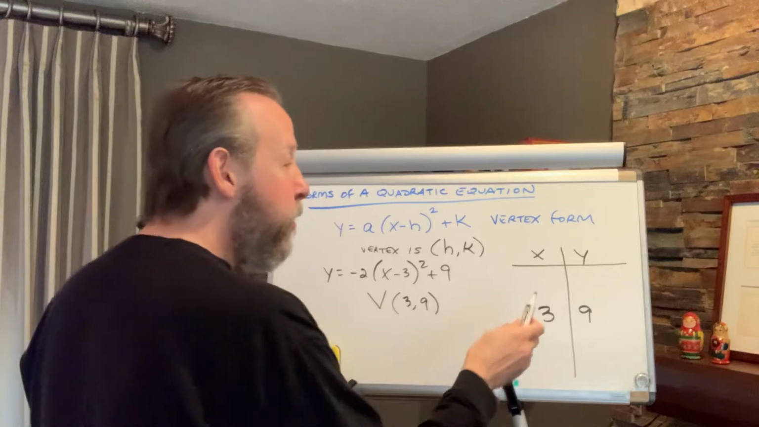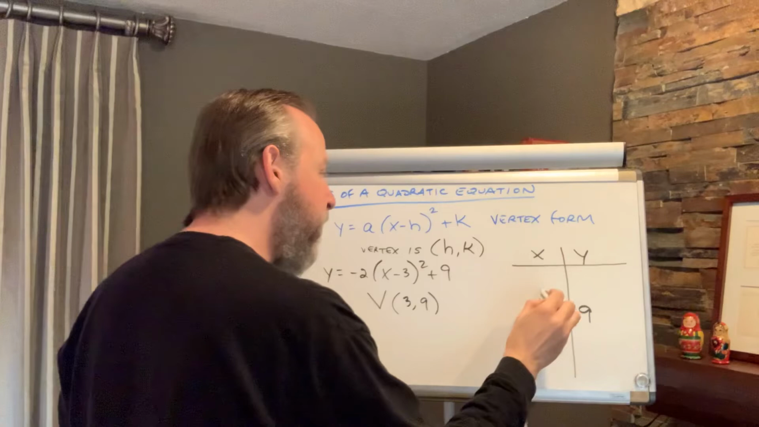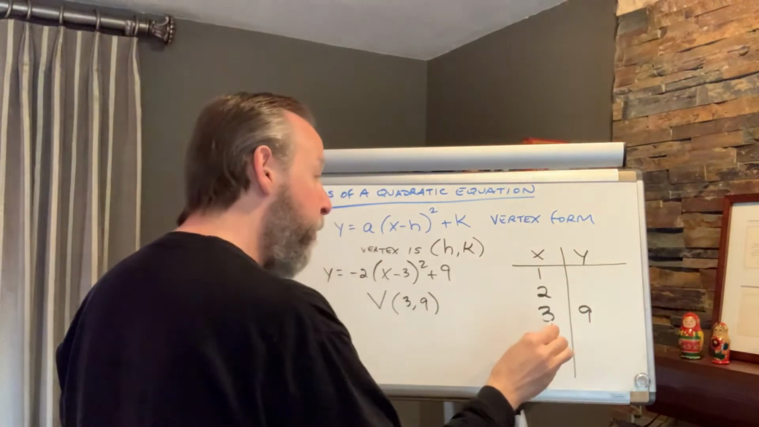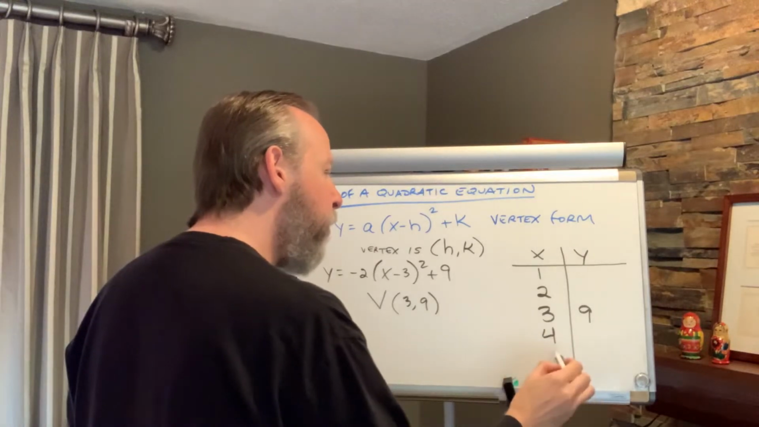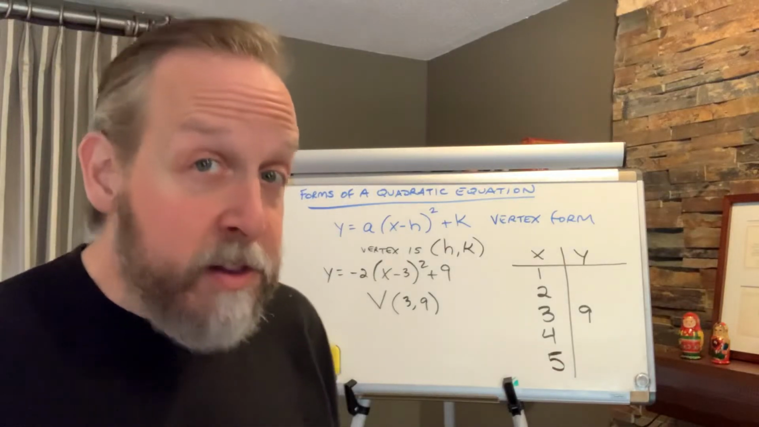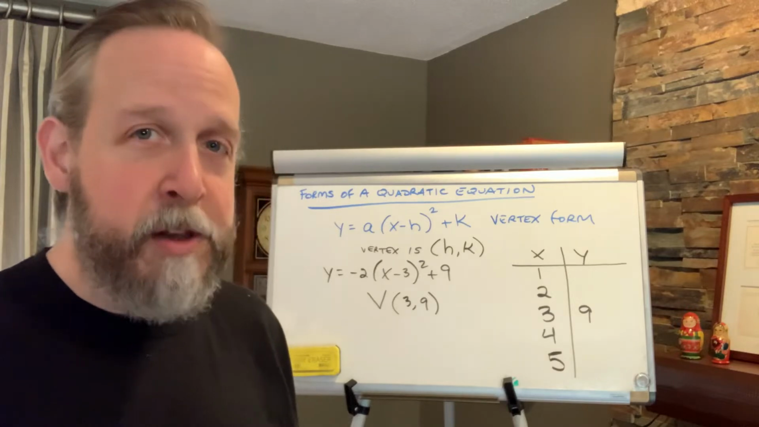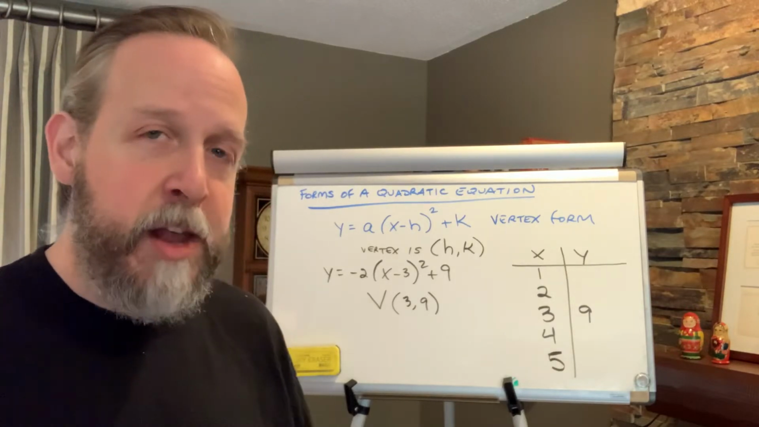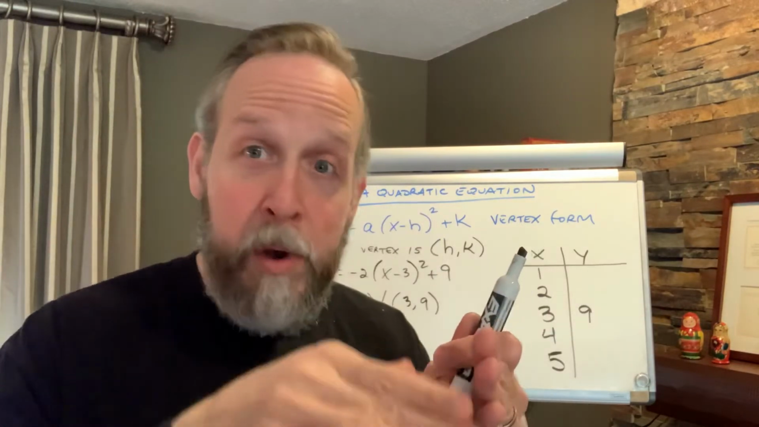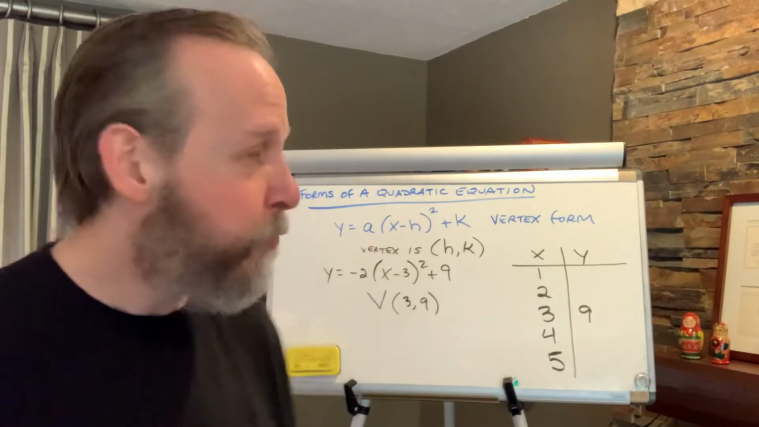The inputs I'm going to use are 1 away on either side. So 1 less than 3 is 2, and 1 less than 2 is 1. 1 more than 3 is 4, and 1 more than 4 is 5. So my inputs for this t-table are 1, 2, 3, 4, 5. It's important that you use inputs that are centered on the vertex and move away symmetrically. I wouldn't count down 1, but then up 2, up 5. It wouldn't be a pretty graph. It wouldn't look right. It's also hard to graph like that.